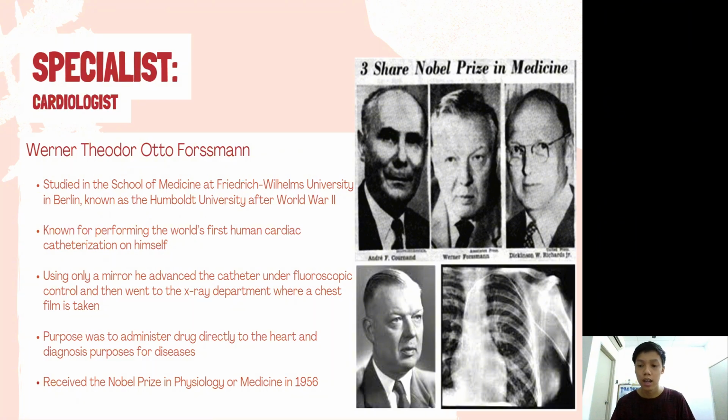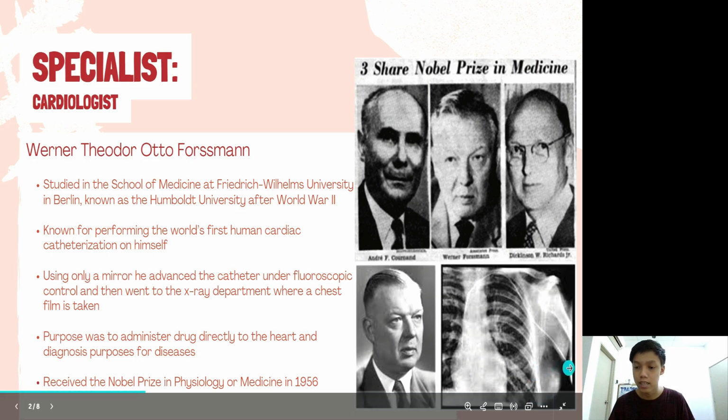it on himself. And how he did it was he used only a mirror, and he advanced a catheter under fluoroscopic control. And then once the catheter was inside his own arteries, he went to the X-ray department to take an X-ray of his own chest film. And here we can see this was the X-ray taken, and we can see that this white line is a catheter that he inserted in his own body.